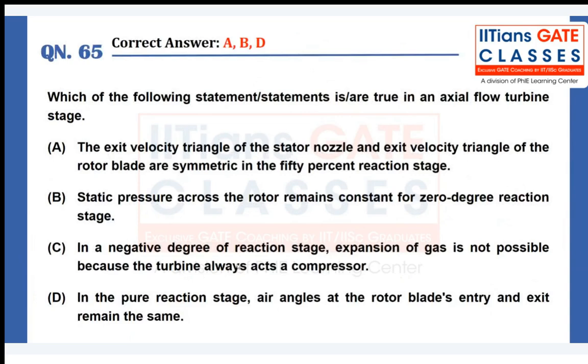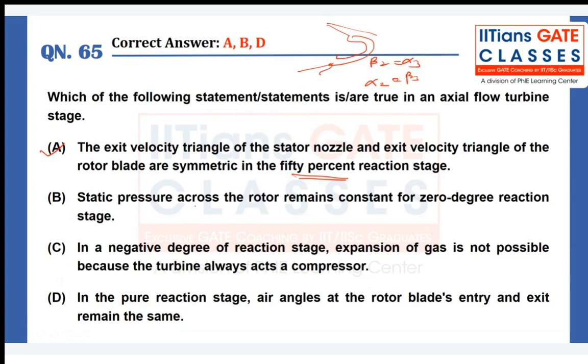Okay. Now, this is the last question for this mock exam. It is asking which of the statements are true for an axial flow turbine. First option says that the exit velocity triangle of the stator nozzle and the exit velocity triangle of the rotor blade are symmetric in a 50% reaction stage. We obviously know this. If this is the rotor, the triangles at the entry and the exit are symmetrical in case of a 50% reaction stage. Alpha 2 is same as beta 3 and beta 2 is same as alpha 3.